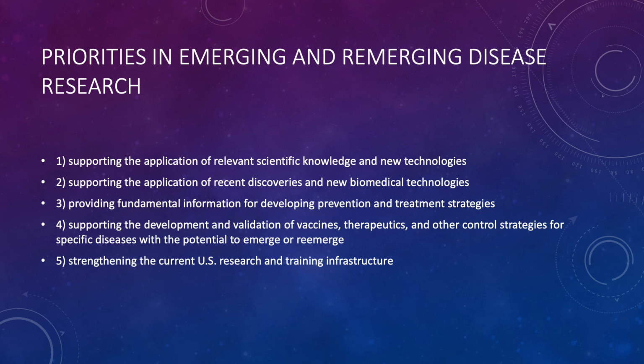3. Providing fundamental information for developing prevention and treatment strategies that can be employed to decrease the disease impact by expanding research on host susceptibility to emerging and re-emerging pathogens. 4. Supporting the development and validation of vaccines, therapies, and other control strategies for specific diseases with the potential of emerging or re-emerging. And 5. Strengthen the current U.S. research and training infrastructure for detecting and responding to outbreaks of infectious diseases.